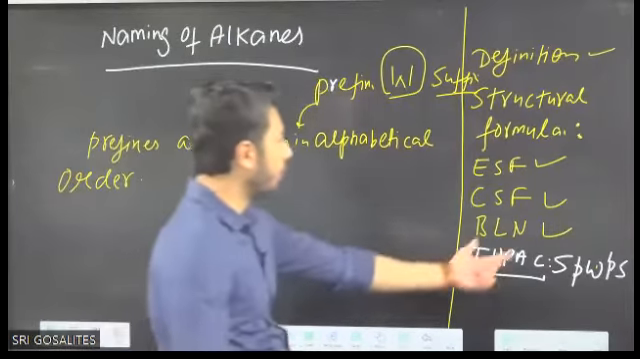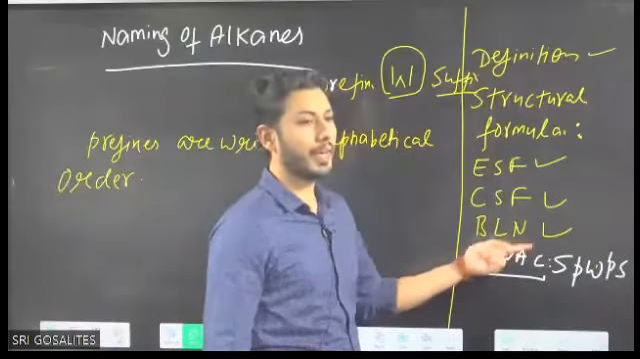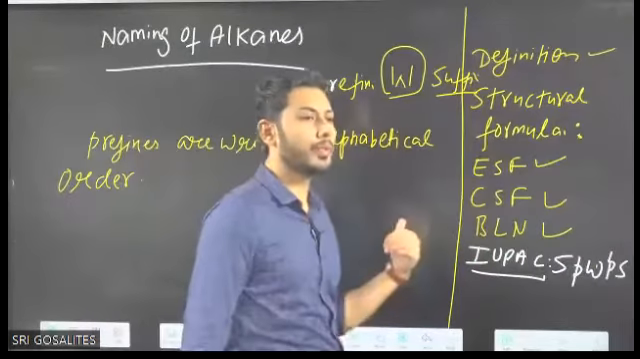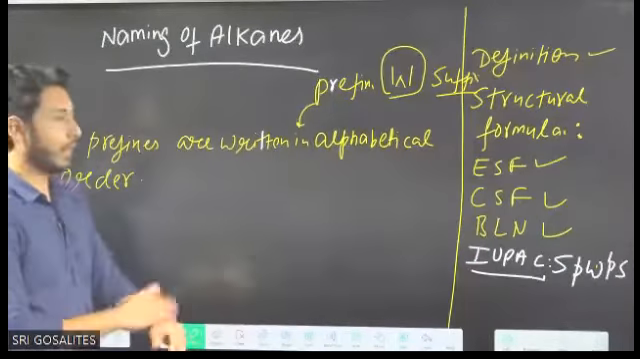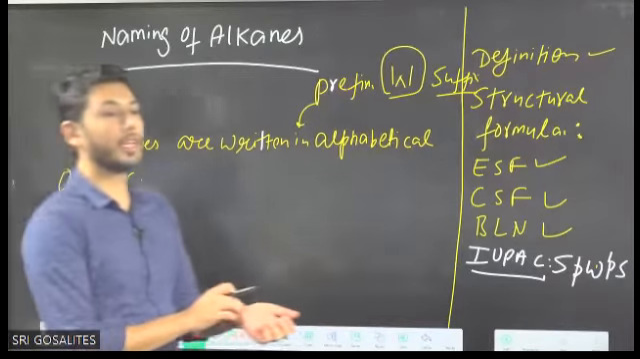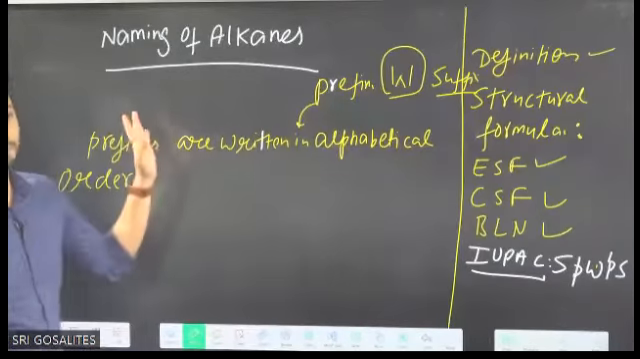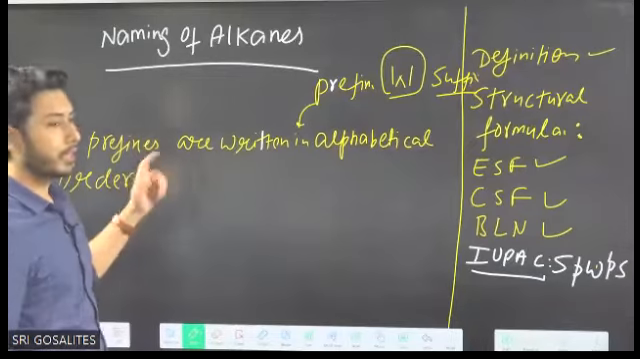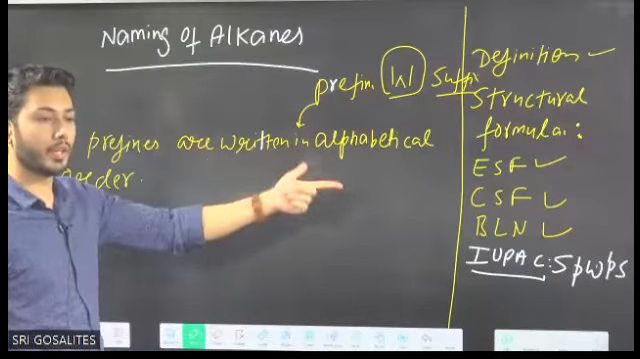IUPAC nomenclature full form is International Union of Pure and Applied Chemistry. In yesterday's lecture, if you have missed it, you can again watch that video. It was done yesterday. Today we are starting with the naming of alkanes. Okay, let's start. Prefixes are written in alphabetical order.